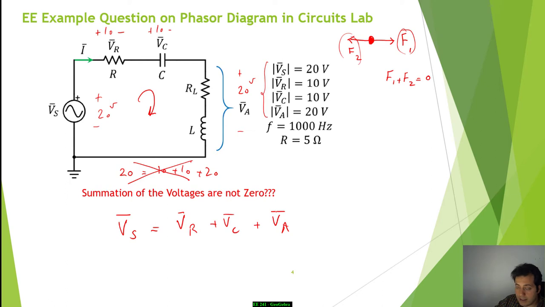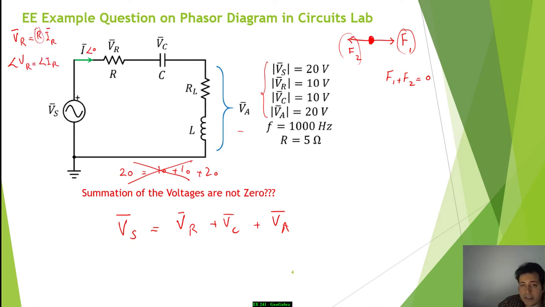I would start with the assumption that the angle of my current here is zero. If the angle of my current is zero, you can clearly say that based on Ohm's law, VR is R times IR. You can clearly find out that the angle of VR is in the same direction as the angle of IR, because R is a constant, a real number, and its angle is zero.